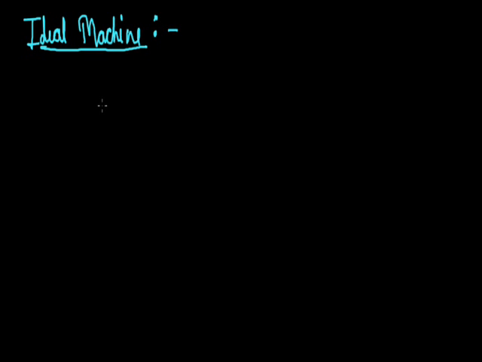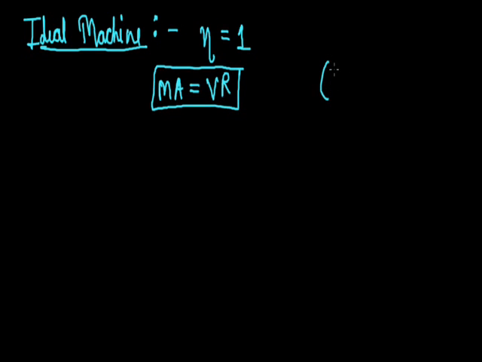If we say the machine is ideal, then output work will be equal to the input work. So in this case, efficiency, eta, will be 1 and mechanical advantage will be numerically equal to the velocity ratio, because as we know, eta equals mechanical advantage upon velocity ratio. So in case of an ideal machine, since eta will be 1, mechanical advantage will also be equal to velocity ratio. But an ideal machine is not realizable in practice.